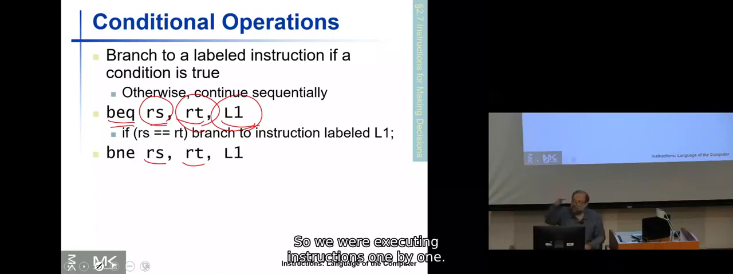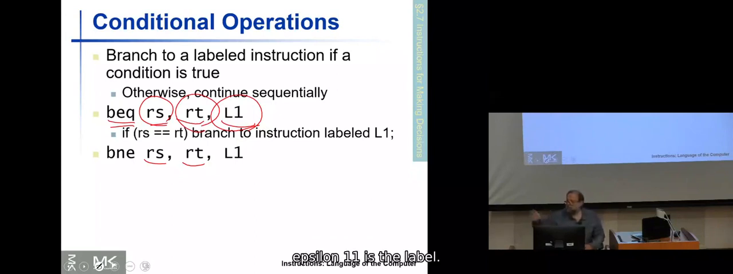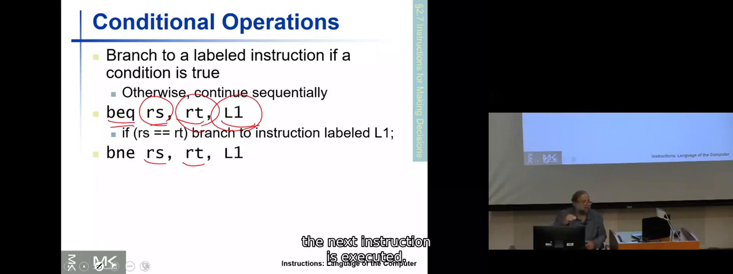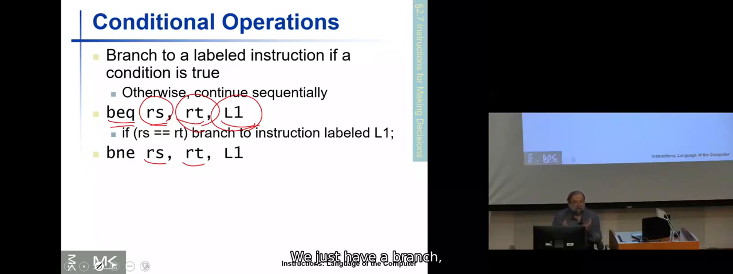So we were executing instructions one by one. Load something, store something, add something, one by one. Then we reach the branch instruction: branch not equal S0, S1 to L1. L1 is the label, we will see later. If the condition is true, then the program goes to L1. Otherwise, the next instruction is executed. So in assembly language, we just have a branch, either taken or not taken.